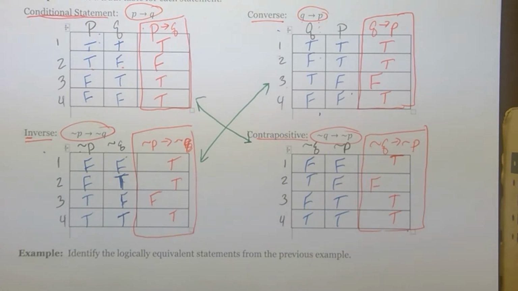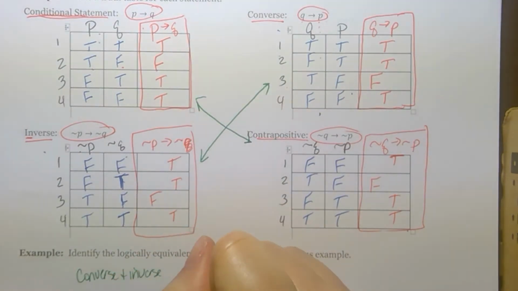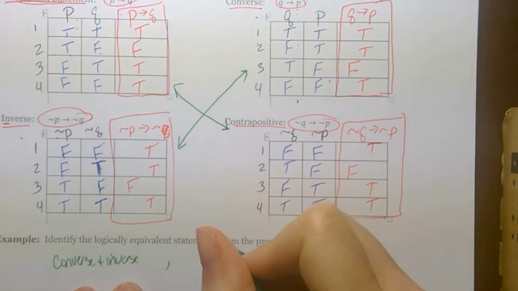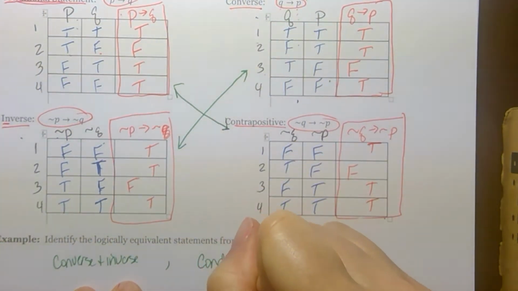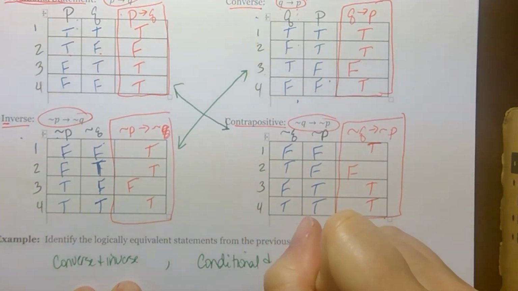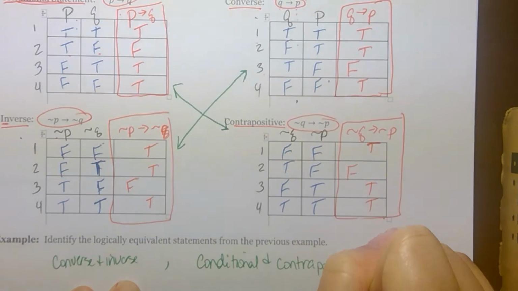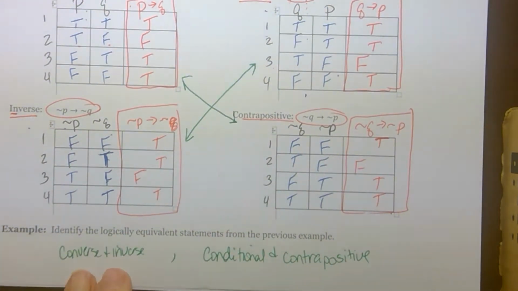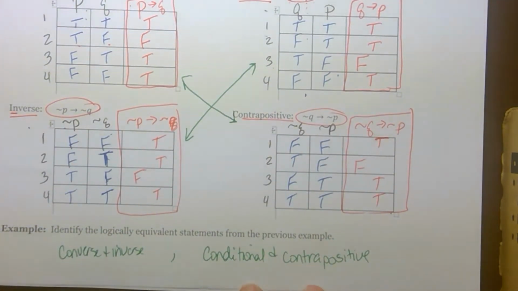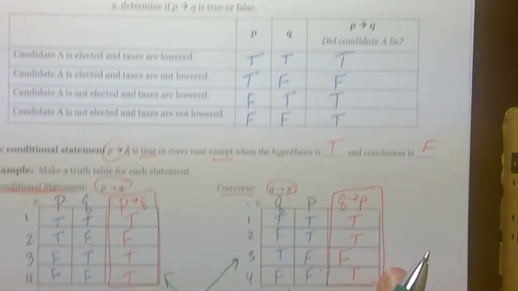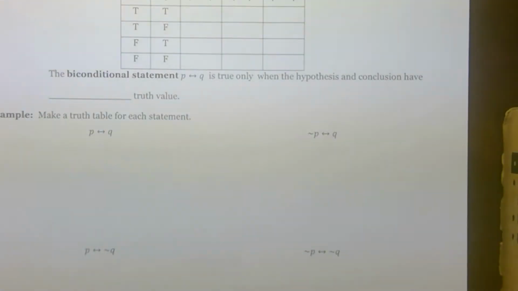So the logically equivalent pairs are the converse and inverse, and the other pair is the conditional and the contrapositive. And if you want to remember how they pair up, converse and inverse, the 2 verses, and then those long C terms, the conditional and the contrapositive. All right, let's look at the next page and talk about some biconditional statements.